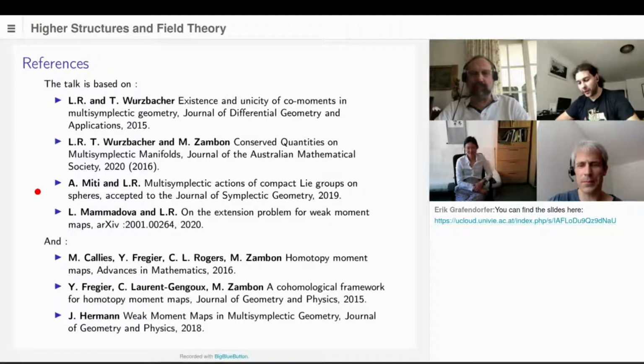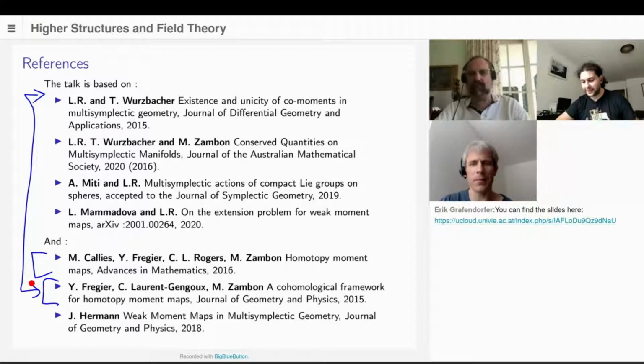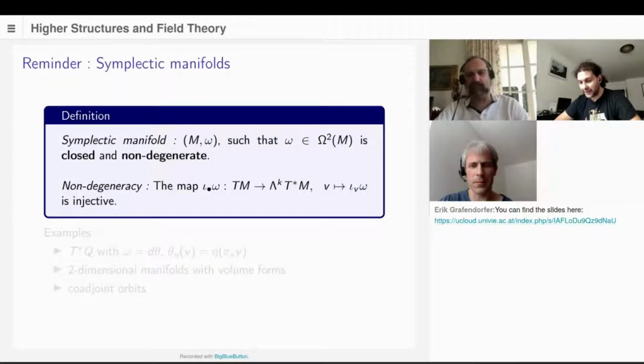So we'll talk about comoments for multisymplectic manifolds, which have been introduced here. And there is this paper, which at the same time independently got the same results as Tilman and me. And later, the notion of weak moment maps was defined by Jonathan Herman in 2018, based on some earlier works of Madsen and Swann. So let's get right started.